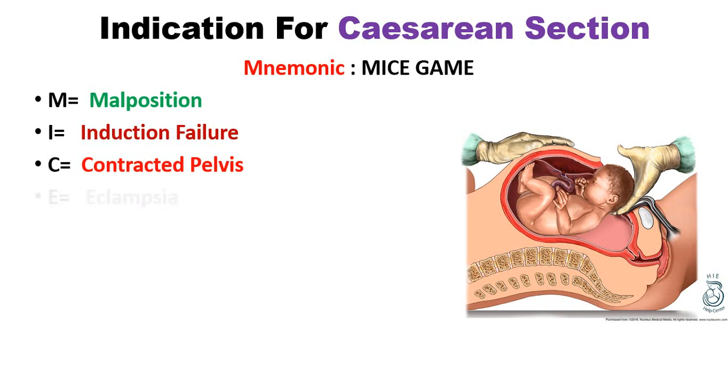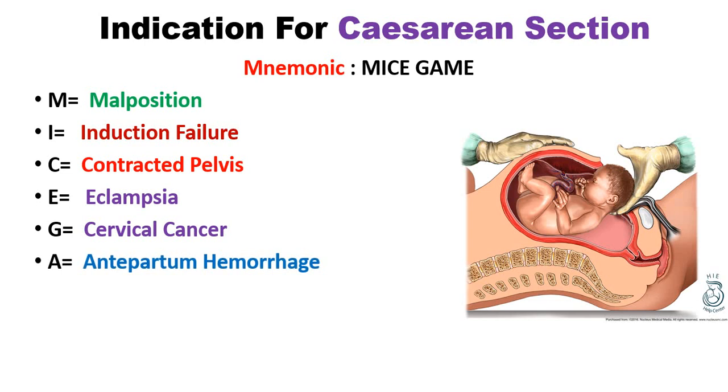Next is the E for eclampsia. If the blood pressure is very high during pregnancy, plus proteinuria occurs in the mother, it can also lead to a C-section. Next is the G for, sorry, it is not G, it is C for cervical cancer. If tumors of the cervix occur, it can also lead to a C-section.